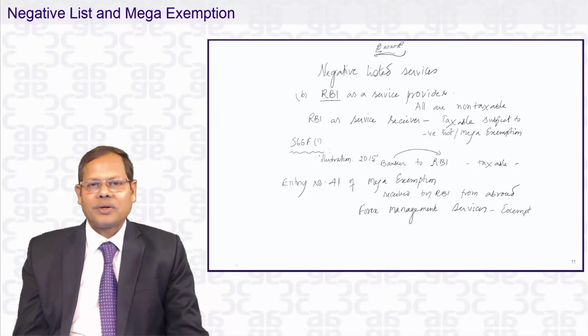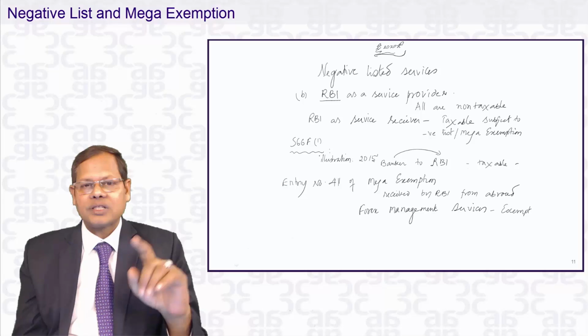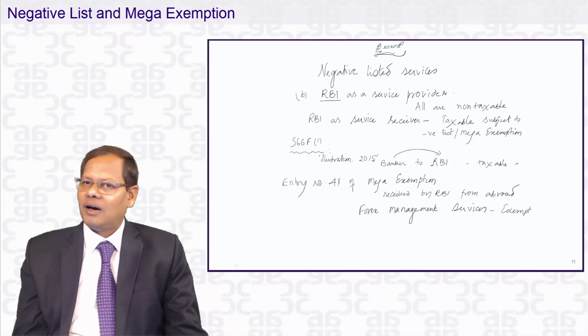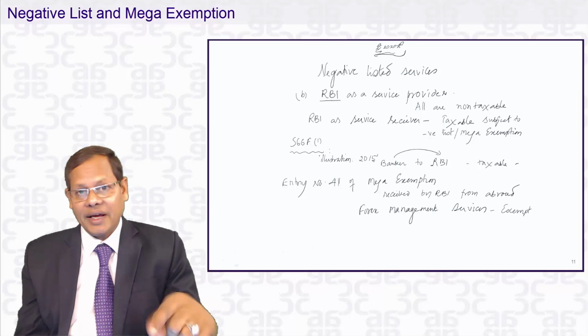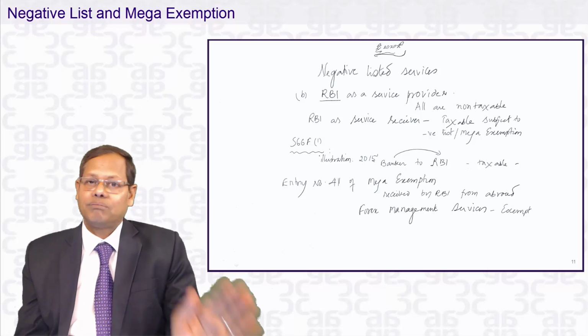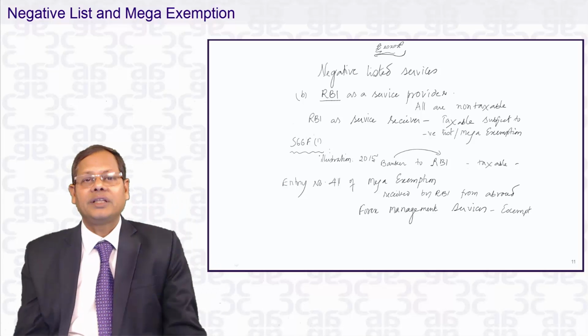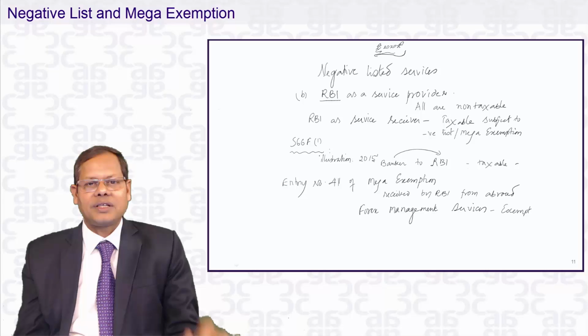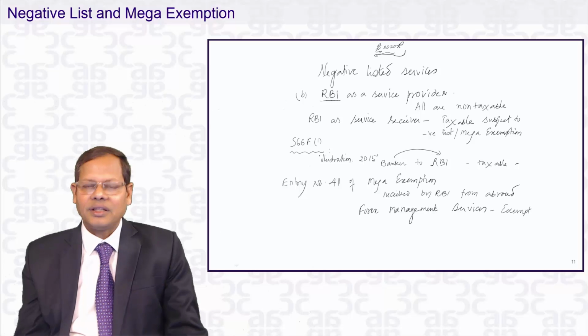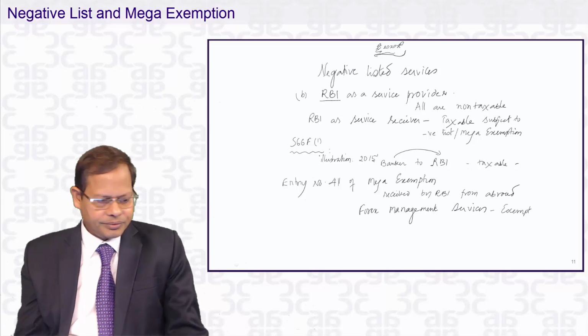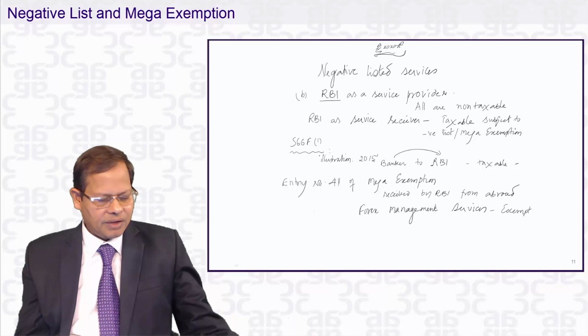Okay, so remember, services by government except the few given in the list are exempt. Services provided by RBI means services provided by RBI as a service provider, in the capacity of a service provider, that is exempt. That is in the negative list. Okay, so then come to entry number 41. I think I have already explained to you.